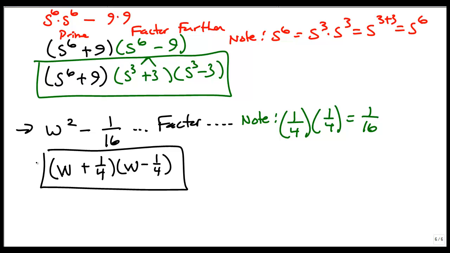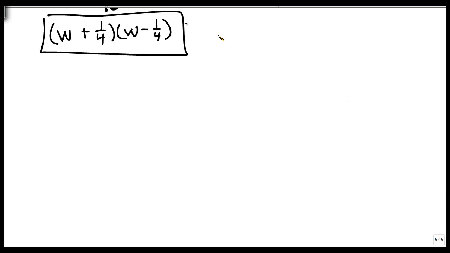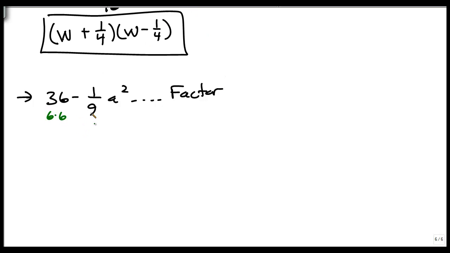Okay, one last problem. Speaking of fractions. So let's look at 36 minus 1/9 a squared. Directions are to factor. Square root of 36 is 6 times 6. The square root of 1/9 is 1/3 times 1/3. And square root of a squared is a times a. So this is a difference of perfect squares.